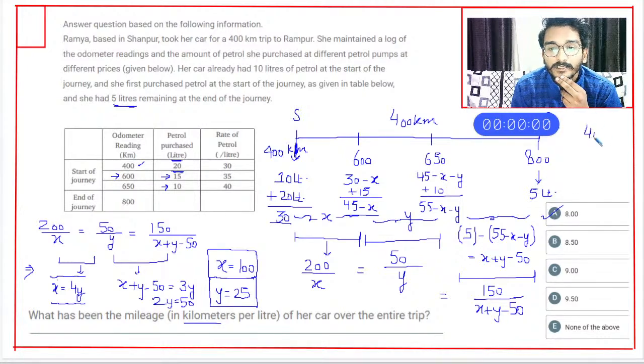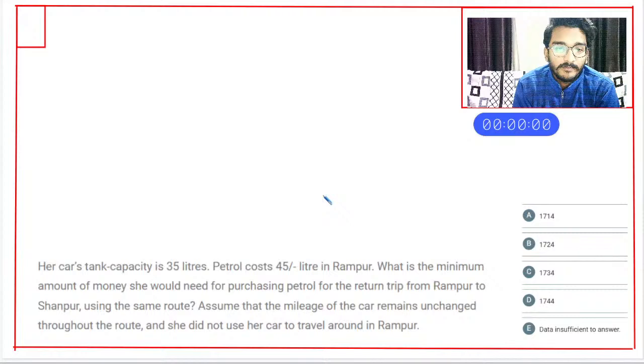Total distance is 400 kilometers divided by total petrol. How much is this? 20 and then 30, 40 and 10, 50. That makes sense. I'll see this thing. Okay, this question is again based on that particular question. Continue this question now.